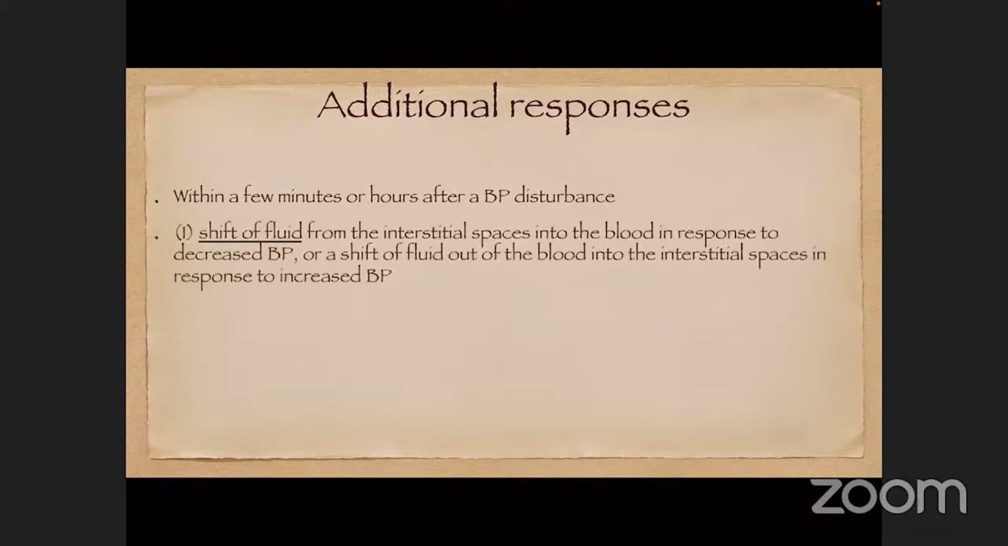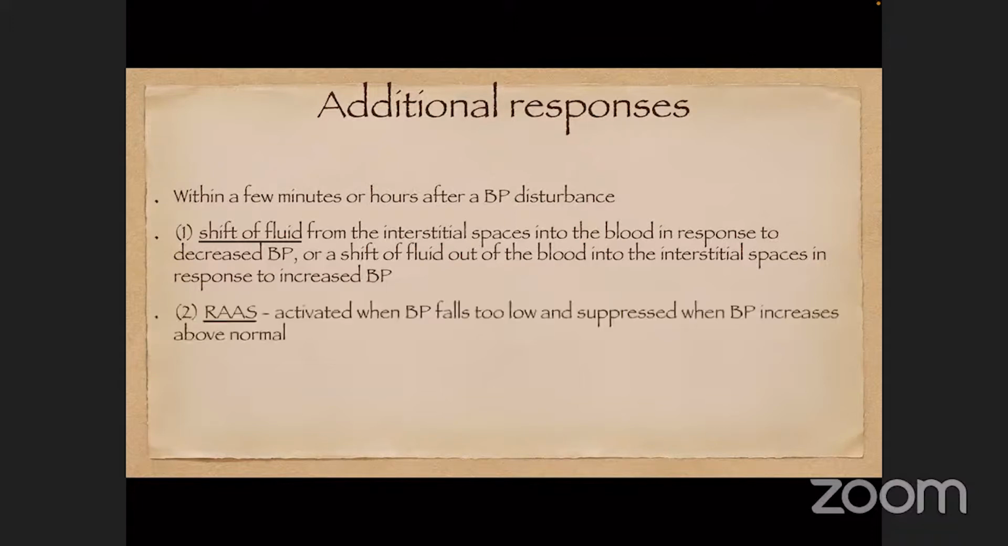So what are they? One, of course, is shifting the fluid into the intravascular volume. If the patient is having low blood pressure, then you pull everything into the intravascular volume and try and maintain the blood volume. If the patient is having high blood pressure, you shift the fluid out of the blood into the interstitial spaces in response to the increasing blood pressure.